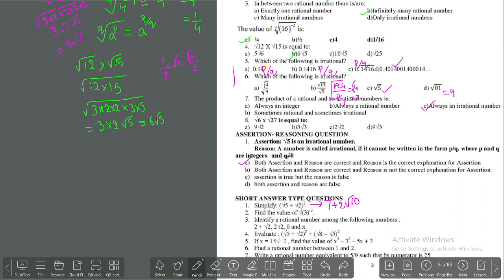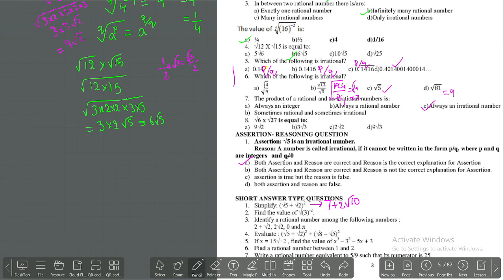(a plus b) whole square is equal to a square plus 2ab plus b square. That's what we have done here. Okay? a square means root 5 whole square, b square is root 2 whole square, known one only, children. That's why we directly do short answer type.